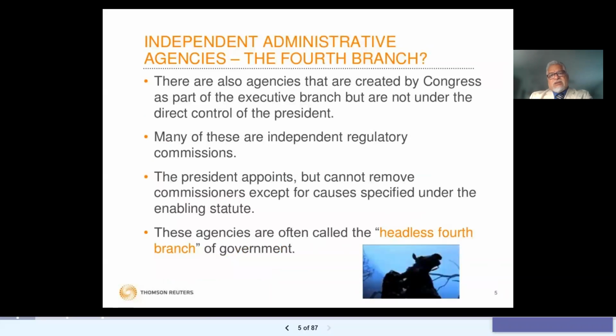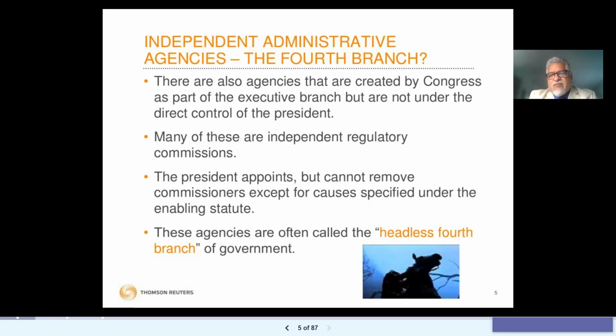Independent administrative agencies, they call it the fourth branch of government. So we have the executive, the legislative, the judicial, and then we have independent administrative agencies or administrative law. There are also agencies that are created by Congress, are part of the executive branch, but are not under the direct control of the president. Many of these are called independent regulatory commissions. This is important: not everything falls under the executive branch of the president.